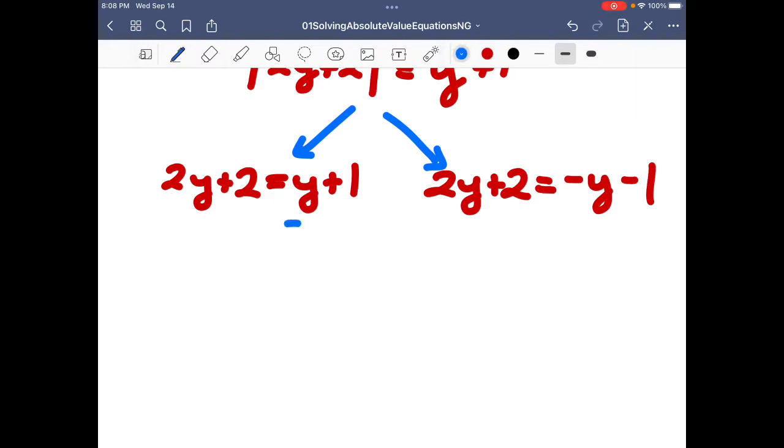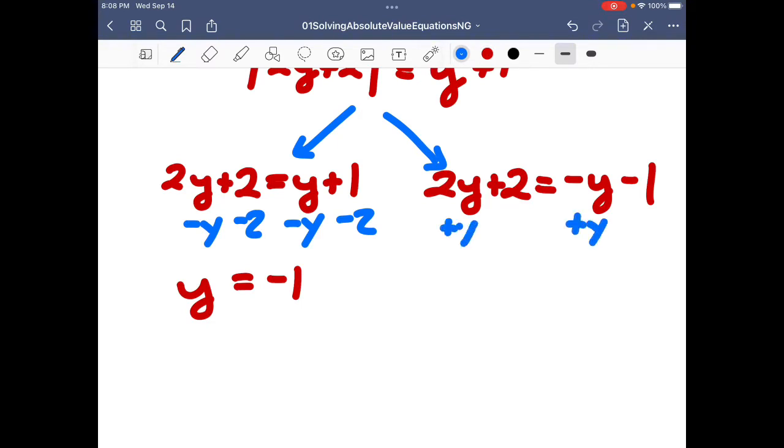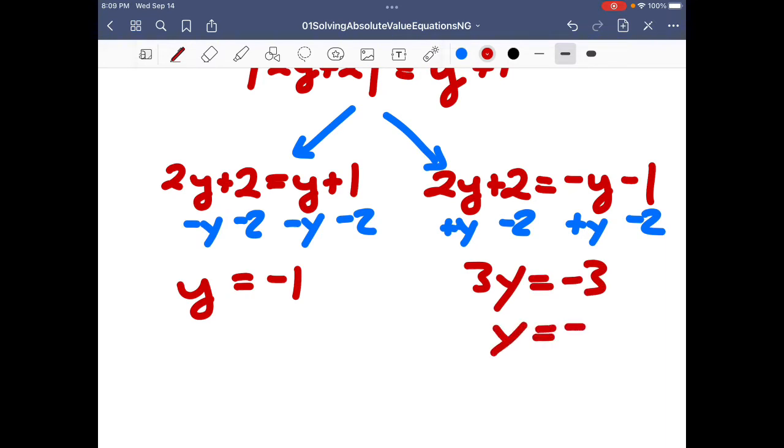You can do some basic algebra, subtract y, subtract 2. You know how to do that. And it turns out that you just get y equals negative 1. And then over here I can, of course, do some basic algebra, probably add y, and still subtract 2. Now when I add y, I get 3y, so I've got a little extra step to do here, but that's just going to equal, oh, it ends up equaling the same answer.